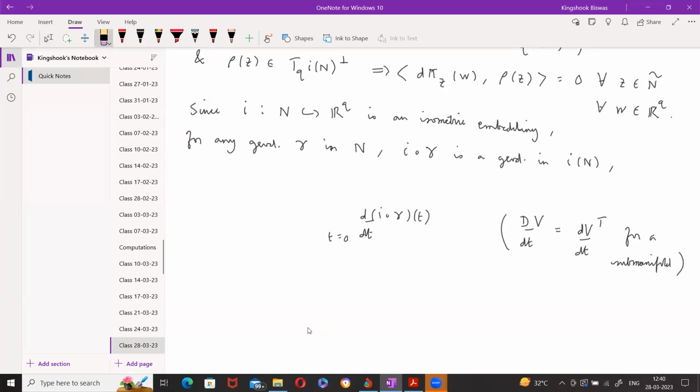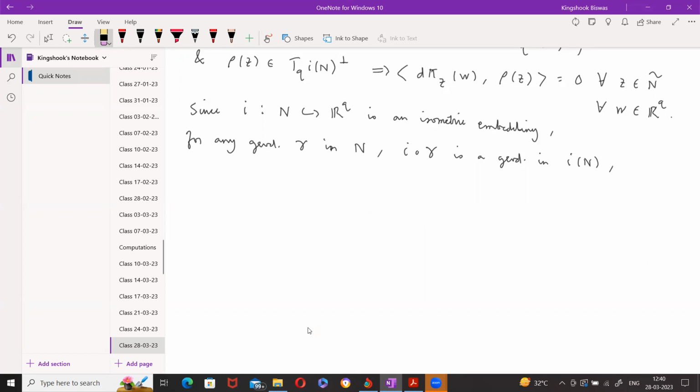I is a map. So you can think of it as taking values in the submanifold I of N, or you can think of it as taking values in RQ. I want to think of it as taking values in RQ. So the second fundamental form will be a bilinear form with values in RQ. I want to think of it like that.